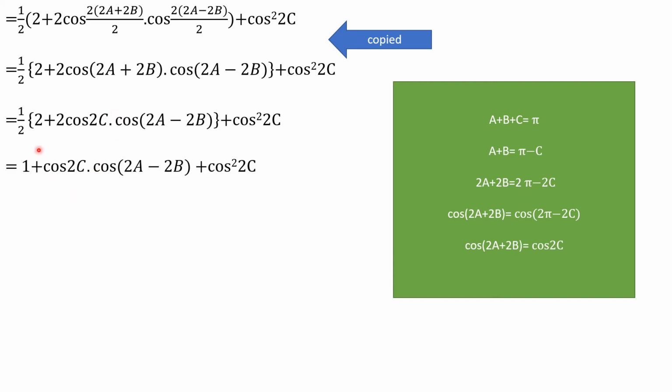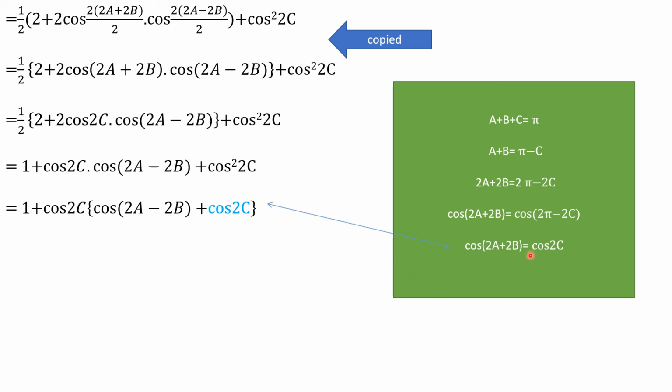Thereafter we will open the bracket. This half will multiply 2 to give 1. This half will again multiply this 2, or you can say this 2 and this 2 can be cancelled and we are left with cos 2C and remaining terms are copied as it is. In next line, here is cos 2C. Here is also cos 2C, which can be taken common. So cos 2C is taken common, after which in bracket we are left with cos 2A minus 2B plus cos 2C.